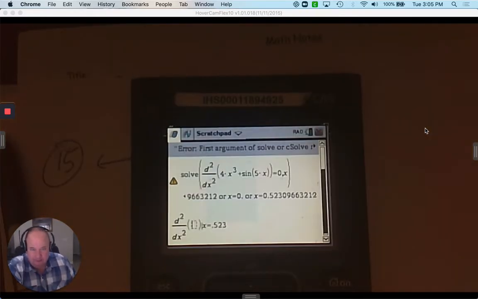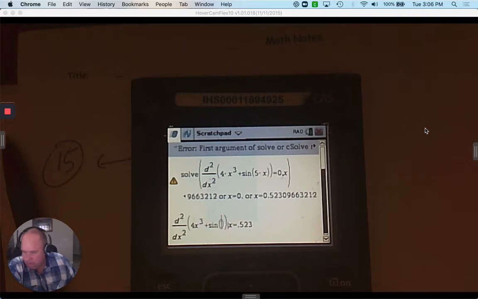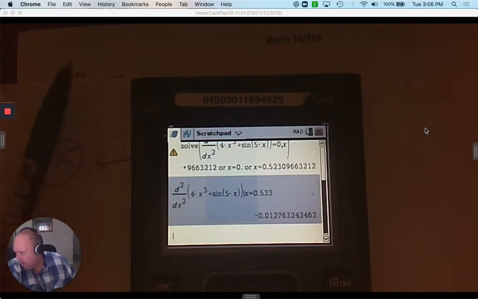And then type in 4x cubed plus sine 5x. It's okay to make a mistake. See it, correct it, keep moving forward. And then control enter. Now what I'm looking for is whether the answer is positive or negative.